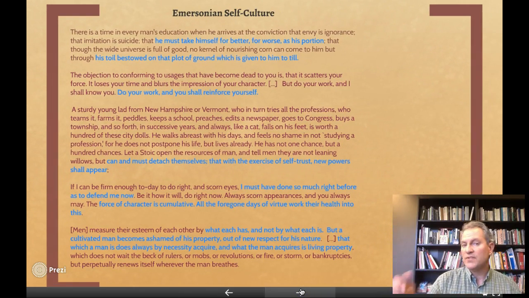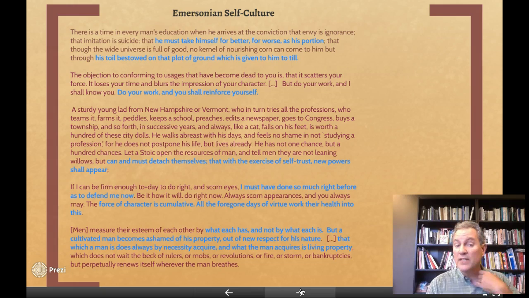And I just want to remind you of some of those moments in Self-Reliance where we see in Emerson this commitment to self-culture, right? So the top passage here, you can see I've highlighted, he uses a metaphor, right? Every person must come to take himself for better or worse, that nothing good can come to him except through his toil bestowed on that plot of ground which is given him to till. Well, that's a metaphor. Emerson doesn't mean we all have to work out in the yard hoeing our beans or growing our pumpkins and squash. He means our self is what we've been given to till, to cultivate in life, right?